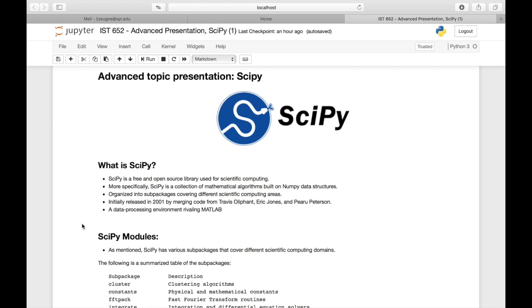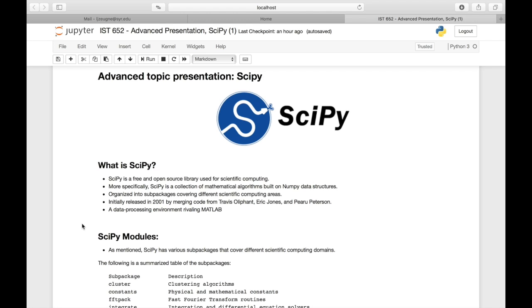So what is Scipy? Scipy is a free and open source library used for scientific computing. More specifically, Scipy is a collection of mathematical algorithms that are built on NumPy data structures. Scipy is organized into subpackages that cover different scientific computing areas. It was initially released in 2001 by merging code from Travis Oliphant, Eric Jones, and Pearu Peterson. Today, many people consider Scipy a data processing environment rivaling MATLAB.